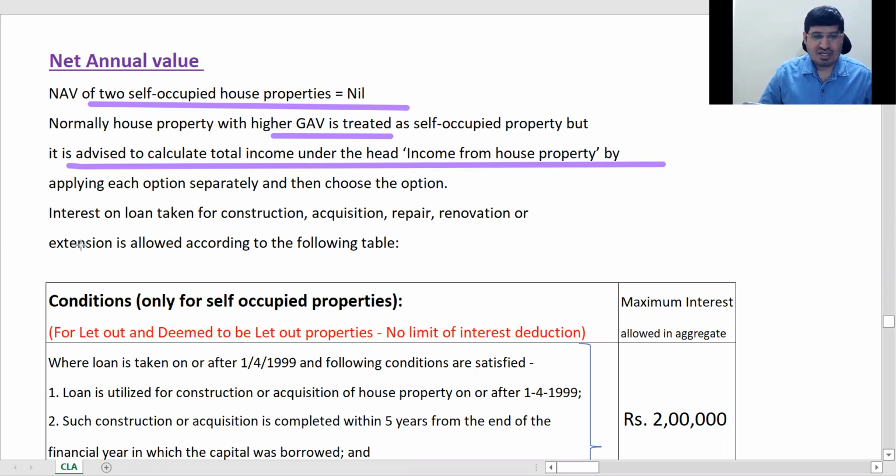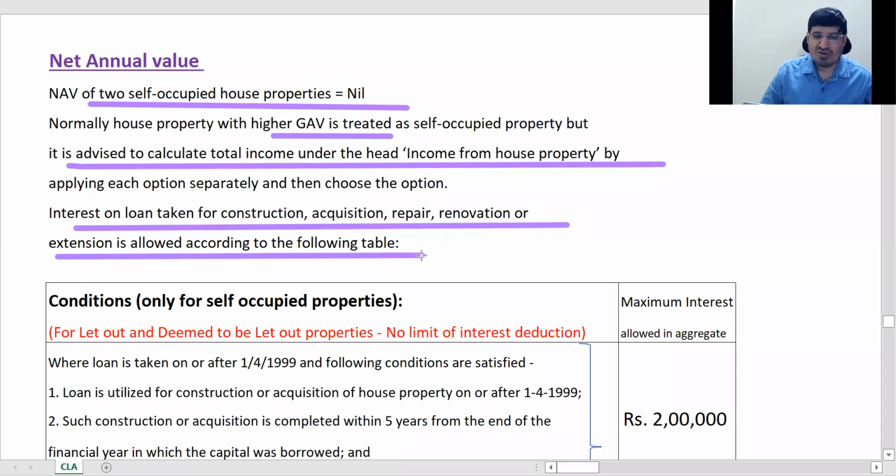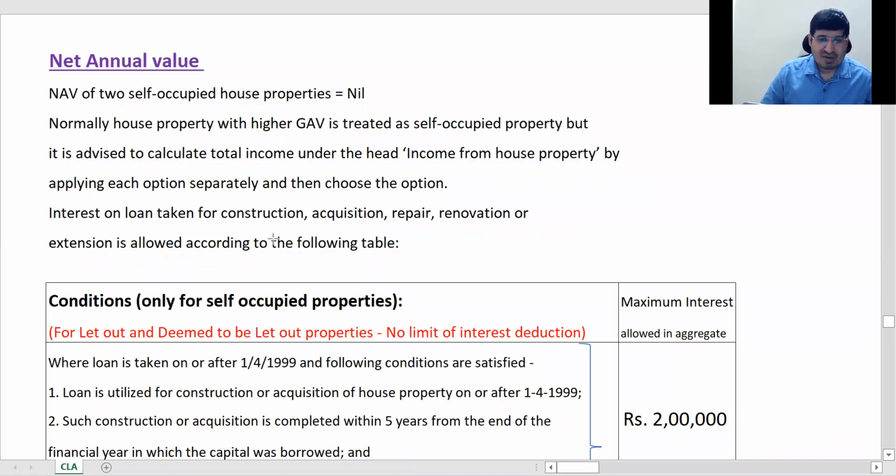Okay. And interest on loan taken for construction, acquisition, repair, renovation, extension is allowed according to the below table. Okay, here you have to remember construction and acquisition. Okay, these 2 are always considered as primary.